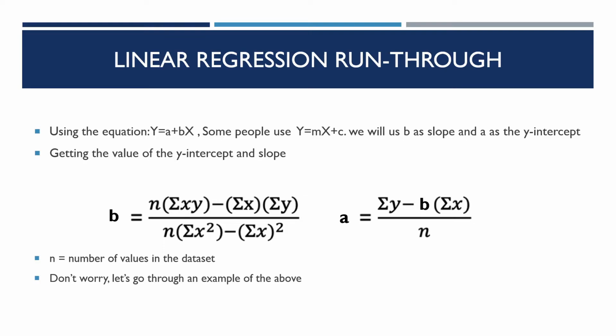And a on the right is the formula for calculating the y-intercept. So b on the left is how you get the slope, and a on the right is how you get the y-intercept. Notice that the function for a has b in it, so the first thing you need to do is calculate the slope before you can calculate the y-intercept, which sort of makes sense in your head when you think about it. Remember, n is the number of values in the dataset that you have, but let's go through this now and solve these formulas step by step.